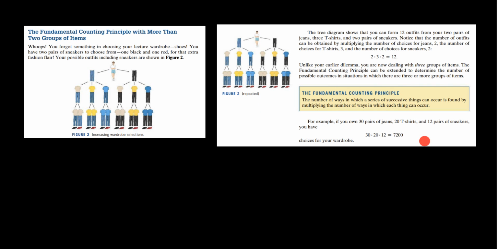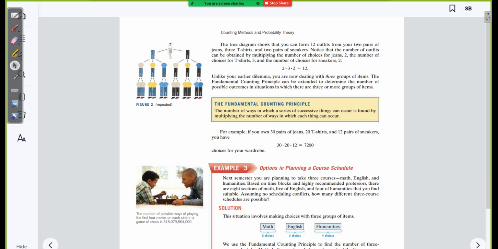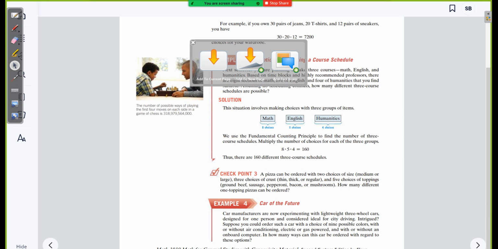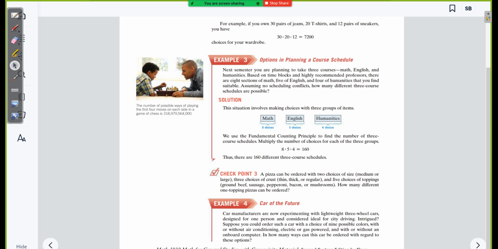And of course, if we crank it up a notch here, if you have 30 pairs of jeans, holy cow, 20 t-shirts and 12 pairs of sneakers, then again, it's simply multiplication. 30 times 20 times 12. I'm going to put example 4 up as well. Don't want to have a bunch of empty space.